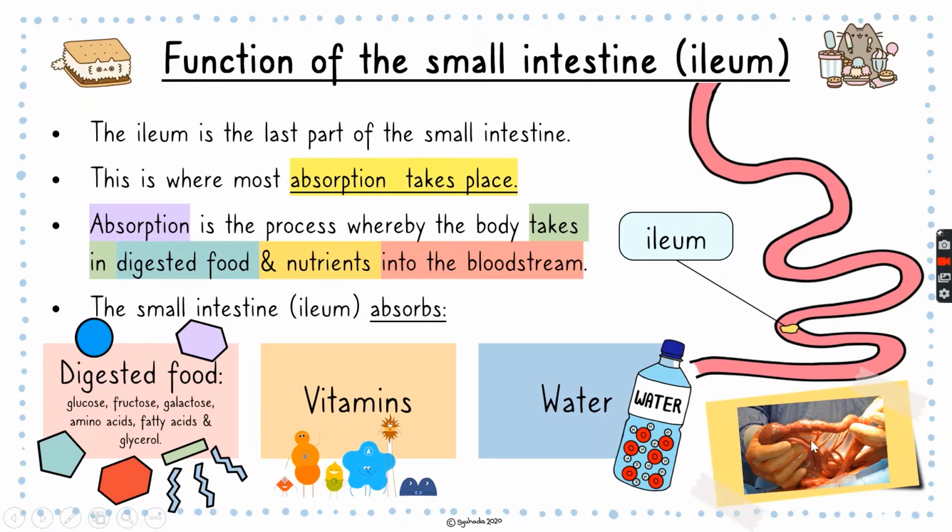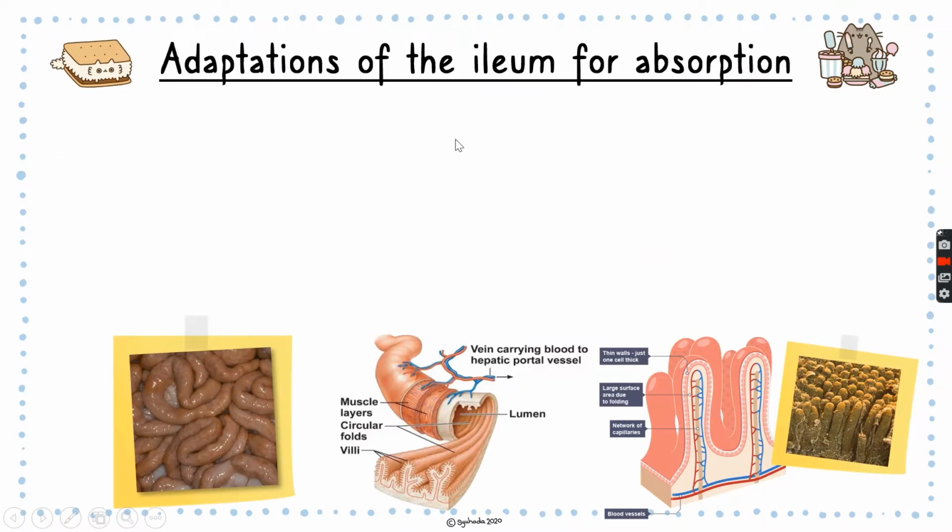So this is a picture of what your small intestine actually looks like, and you can see that there are blood vessels actually surrounding it, and that actually is related to its absorption function. So here are some real life photos. I'm really sorry that that's pretty graphic, but that is how your small intestine, your ileum, actually looks like.